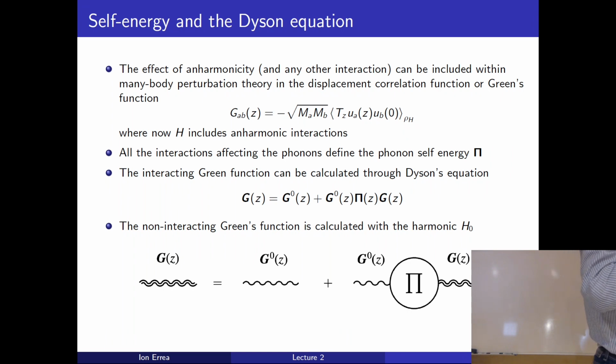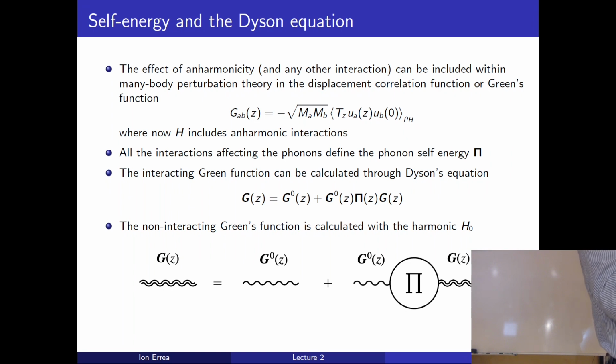So basically, the Green function, which is the basis to study the ionic displacements, is the correlation function between the displacements, this is u_a and u_b, of the ions, right? So to me, a and b will be indexes that determine both an atom and a Cartesian index.